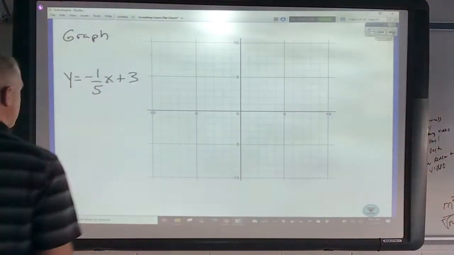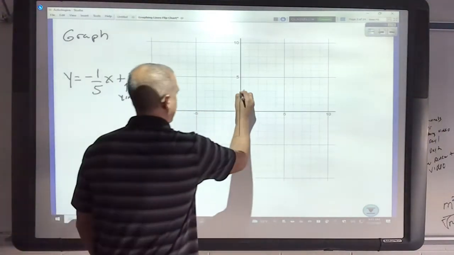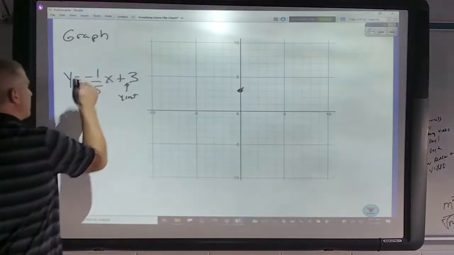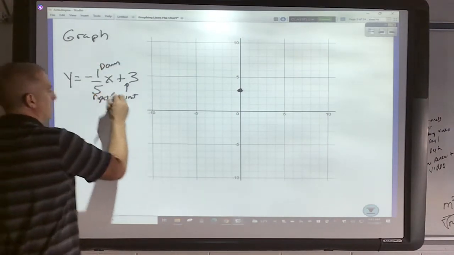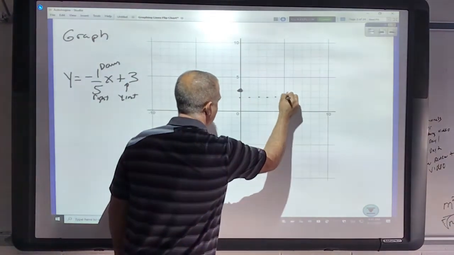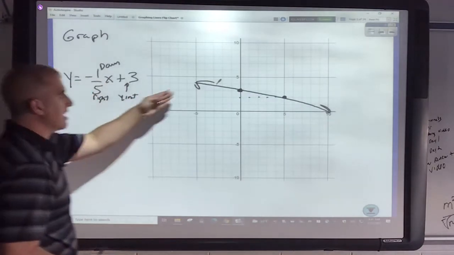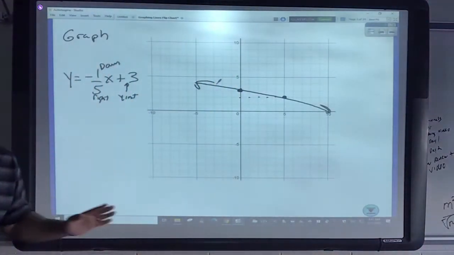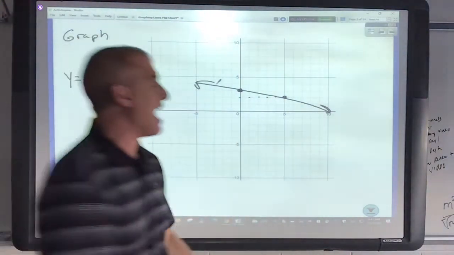Let's do another one. Here's my y-intercept. That is +3. So now what does this mean? This means down and right. So 1 down, 1, 2, 3, 4, 5. Connect the dots. Once again, that's negative, that's negative. Good. If you would have gone the other way, you would see that's positive and that's bad.